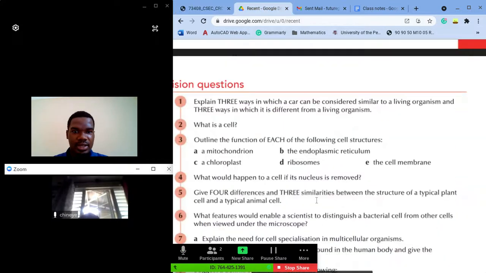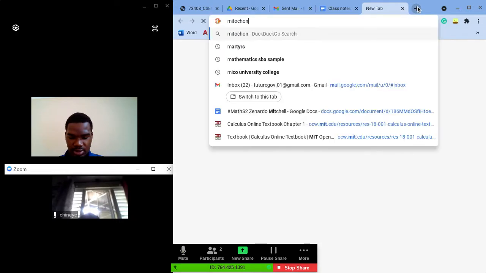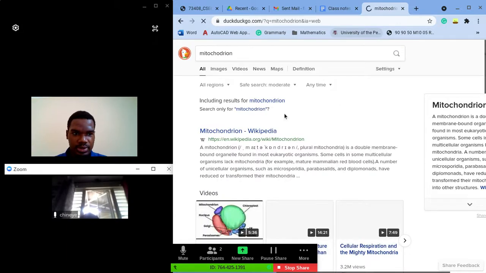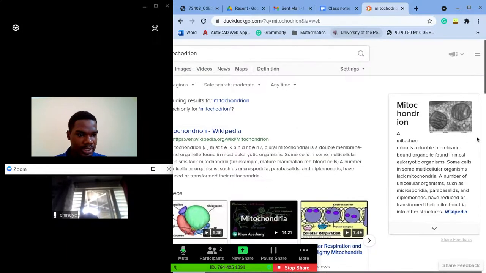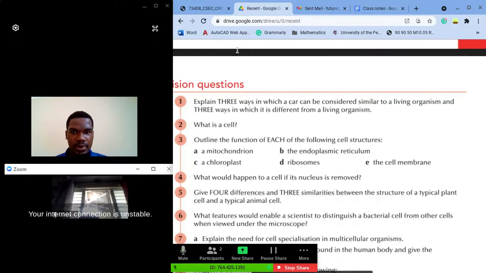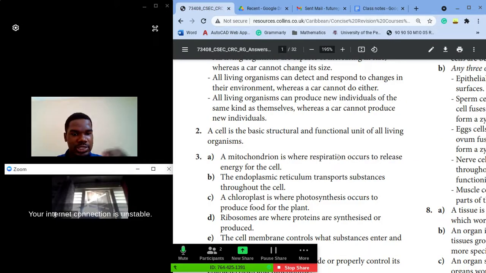I think I have a diagram. Mitochondria. Here we go. So a mitochondria looks very similar to this. It's a large section of the cell, and in this section is where respiration occurs to release energy for the cell. That's why they say mitochondria is the powerhouse of the cell. Remember that? So it's basically where energy reserves are. It produces energy for the entire cell. So it is where respiration occurs.